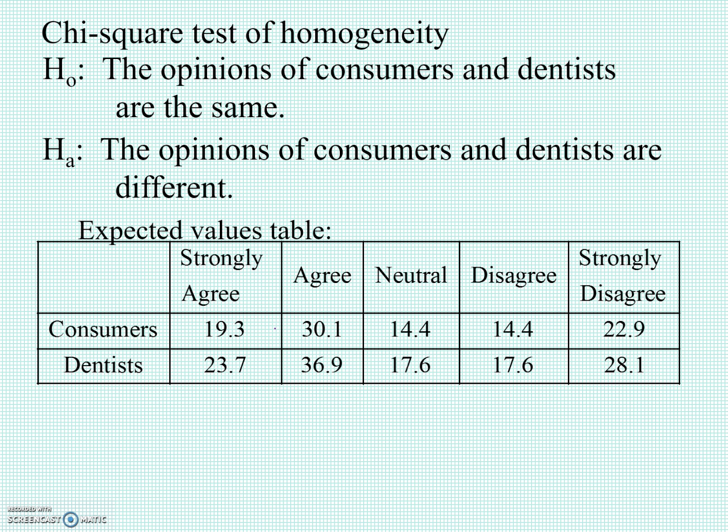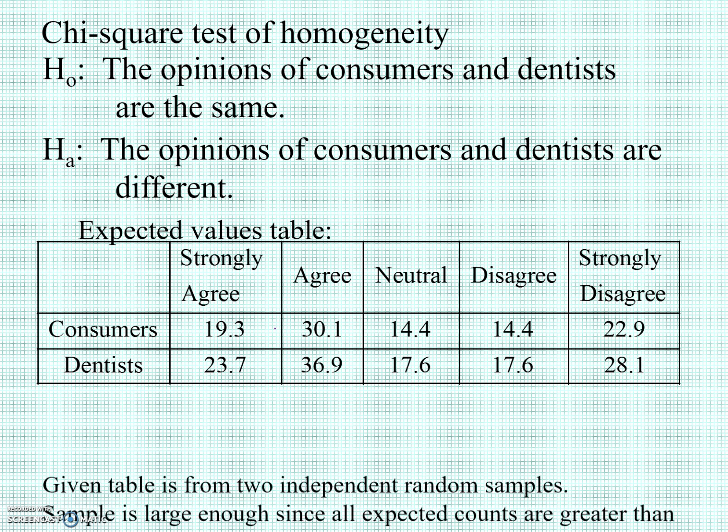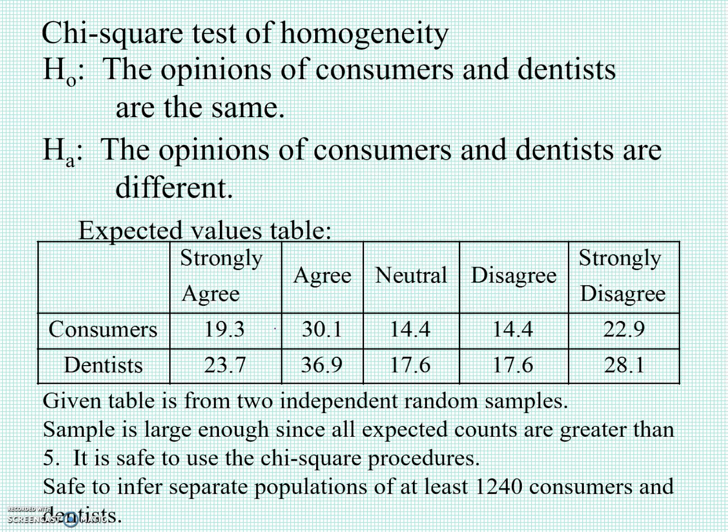So I'm going to go ahead and continue to see what other conditions are met to make sure I can do my chi-squared test of homogeneity. I'm given that the table is from 2 independent random samples. Remember, I had the sample of dentists and the sample of consumers, so I have 2 different samples. The sample is large enough since our expected counts are greater than 5, so we can use chi-square procedures. And we are also going to infer that the populations are at least 1240 for consumers and dentists to guarantee independence.